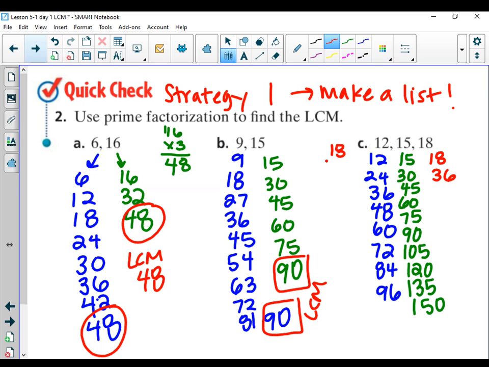Oh, I don't know my 18s. I'm going to need a side problem. Oh, I was hoping it was going to be 60. Were you hoping it was going to be 60? I don't think it's going to be 60.